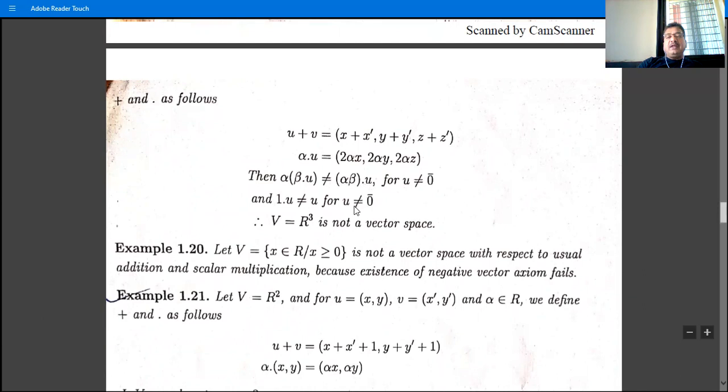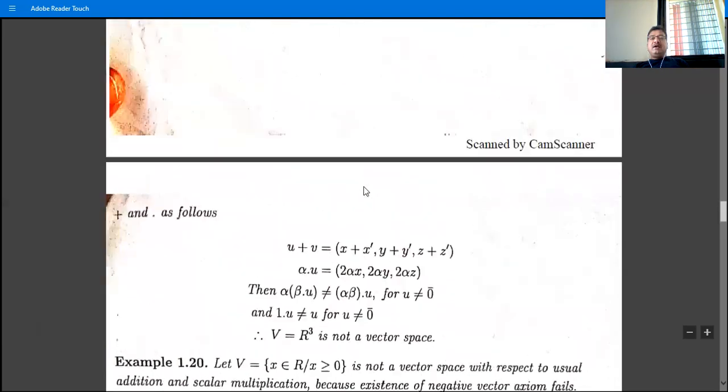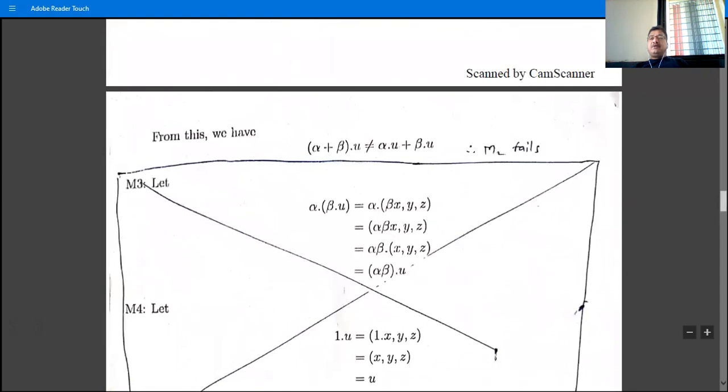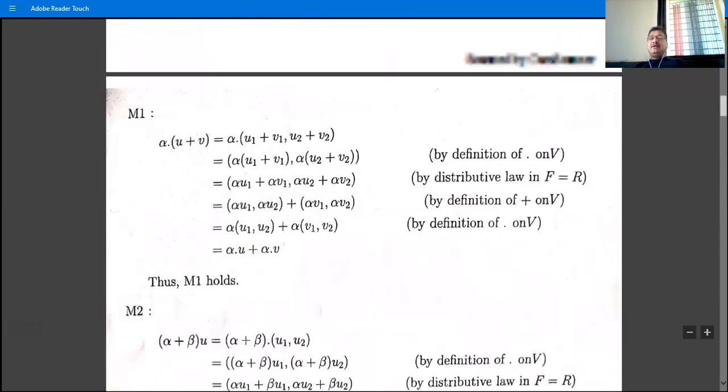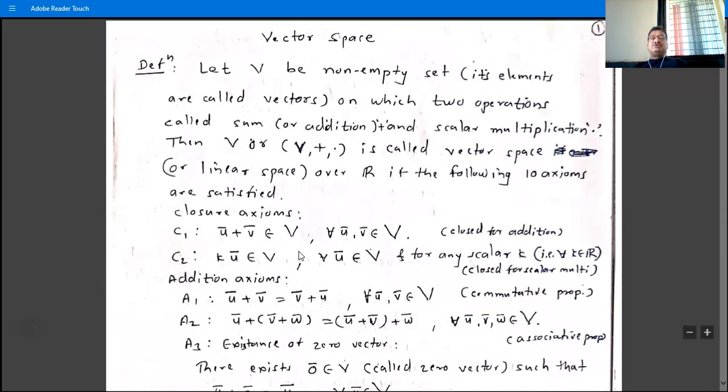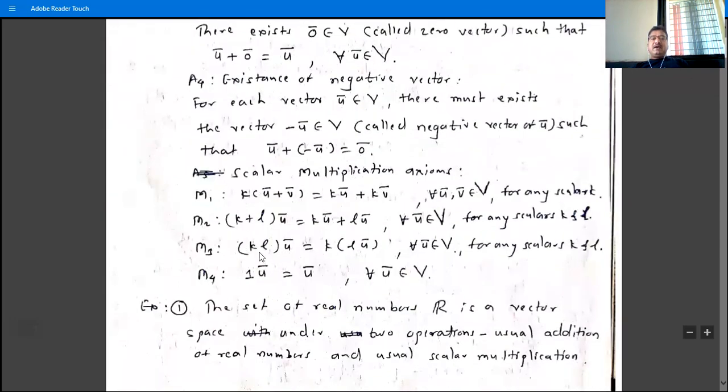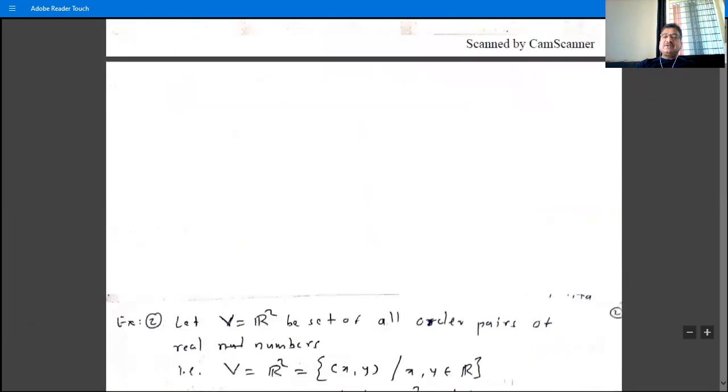What is the property? The property k l u bar is not equal to k l u bar. That is, the property M3 fails. That M3 property, the property of scalar multiplication. What is the property? K l u bar is not equal to this. So how can you show this property fails for this example?